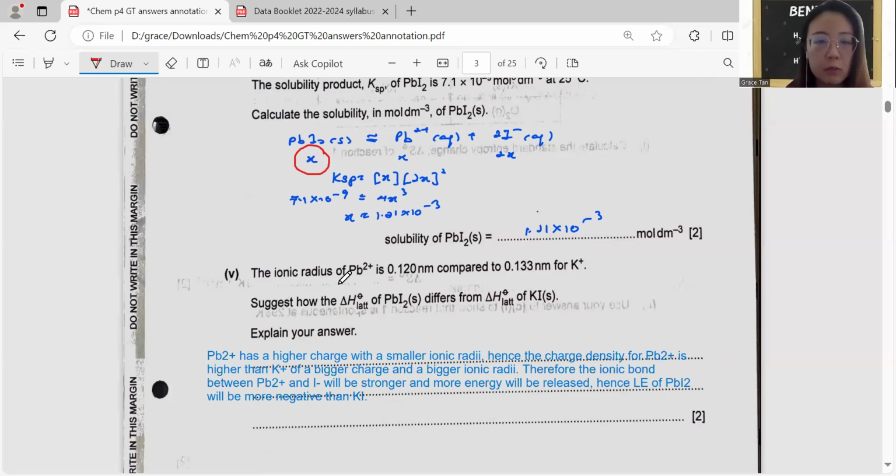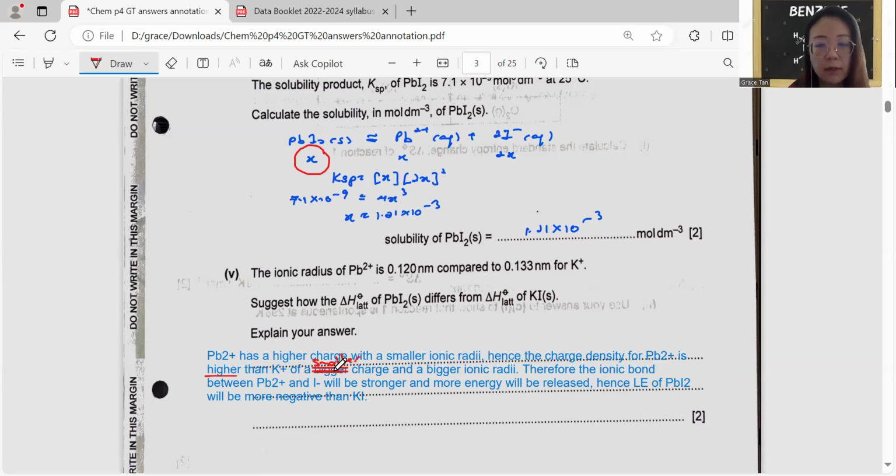The ionic radius of lead 2+ ion is 0.12 compared to 0.133. So you can see that lead is smaller than potassium. Suggest how the lattice energy of lead iodide differs from the lattice energy of KI. This is quite straightforward. Lead has a higher charge, which is +2, and a smaller ionic radius. So the charge density for Pb2+ will be higher than for K+, which has a smaller charge and a bigger ionic radius. Let me change this.